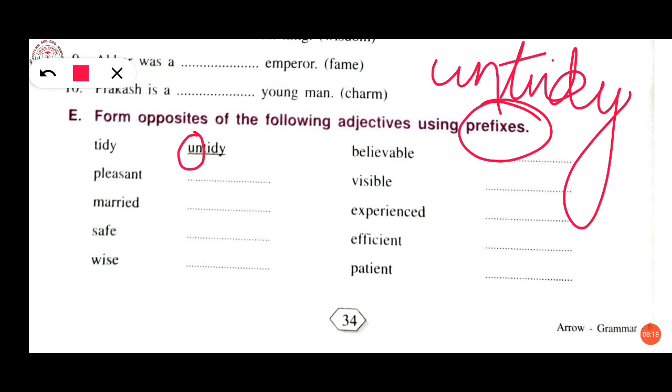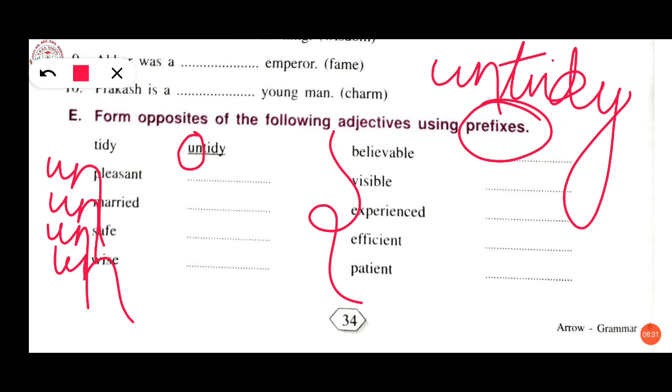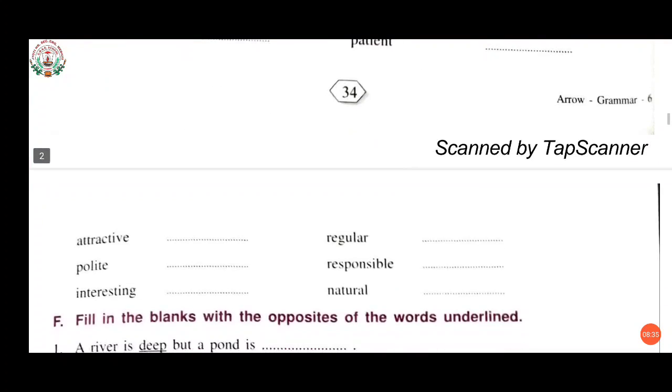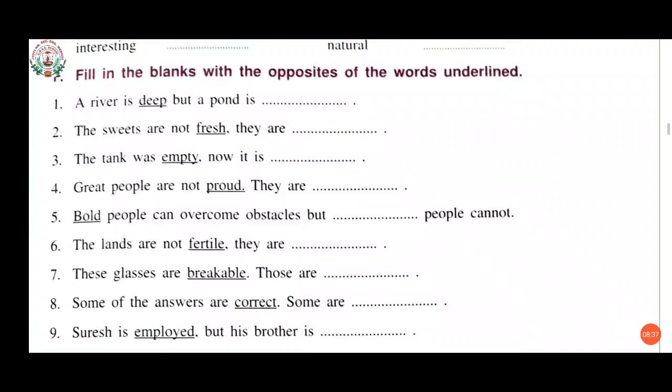Like pleasant is given, so unpleasant. Married, unmarried. Safe, unsafe. Wise, unwise. Try to do it on your own. Now I would like to come to the next question, that is F1. Fill in the blanks with the opposites of the words underlined.